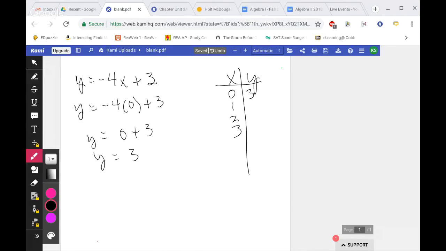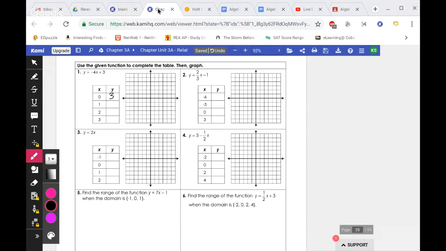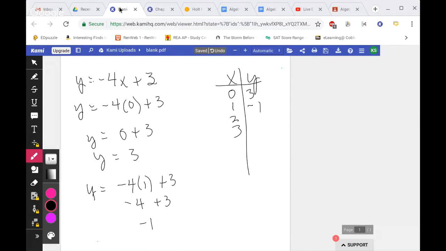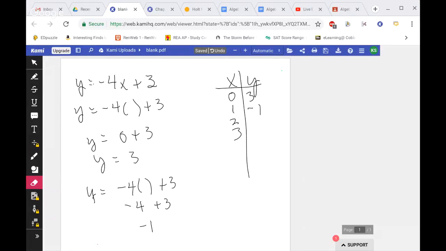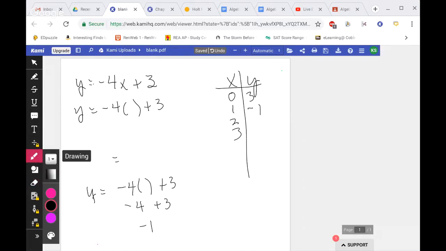And then I've got y equals negative 4 times 1 plus 3. That's negative 4 plus 3. So that's going to be negative 1. So I plug in negative 1 here. Is this making sense? Yes, ma'am. Then I'm just going to kind of cheat. Okay, and go back and use those two and start substituting in there.